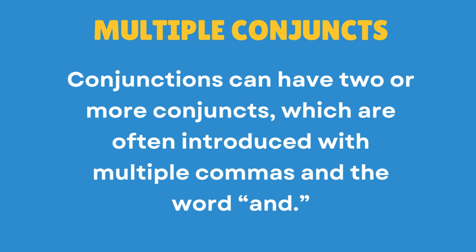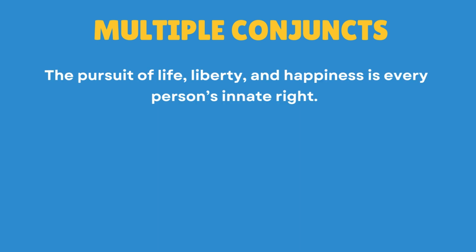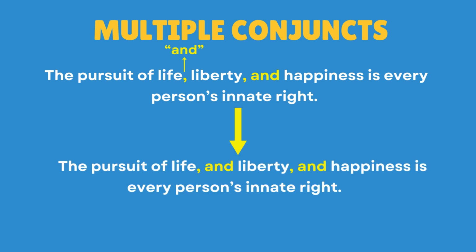More than two conjuncts are often introduced in a single conjunction with the use of commas and the word and. For example, consider the conjunction: "The pursuit of life, liberty, and happiness is every person's innate right." This conjunction has three conjuncts, and we can identify each conjunct by understanding that some of these commas, when used with the truth functional operator and, stand for repetitive uses of the truth functional operator and. So, the statement, "The pursuit of life, liberty, and happiness is every person's innate right," can be interpreted as the statement, "The pursuit of life and liberty and happiness is every person's innate right."